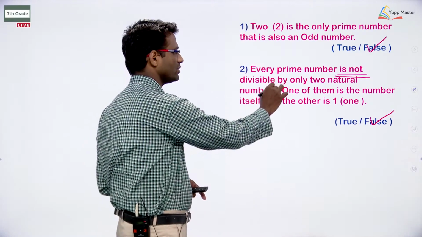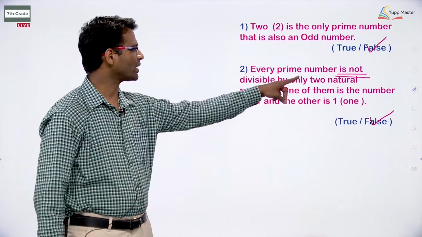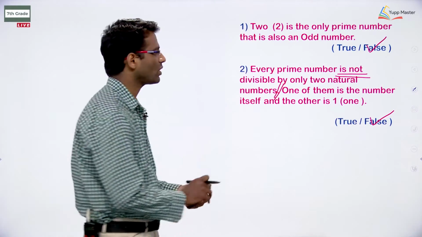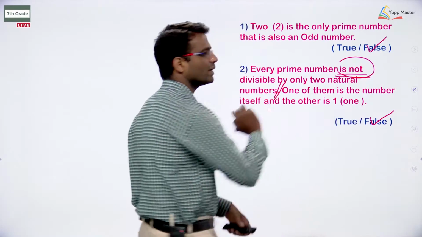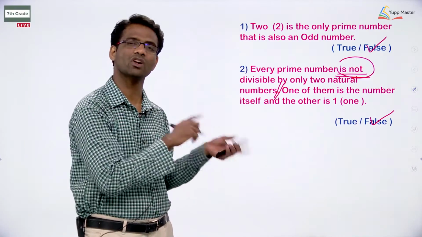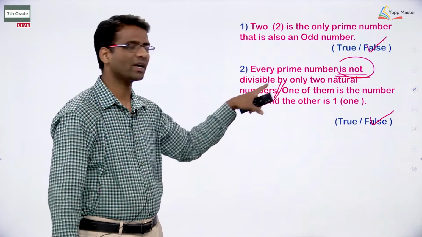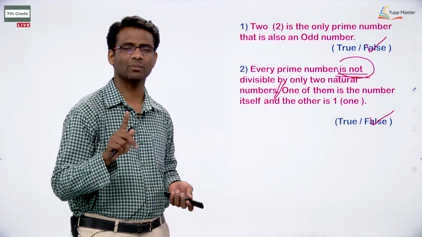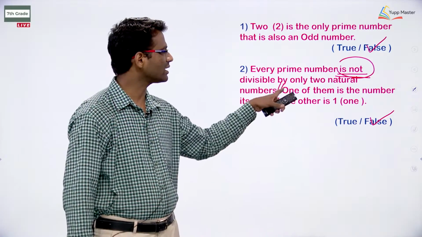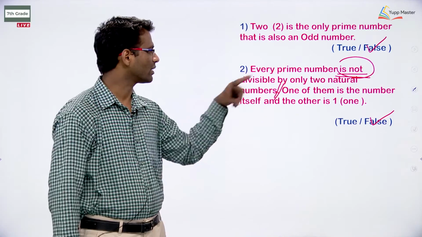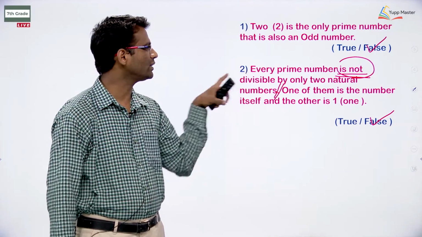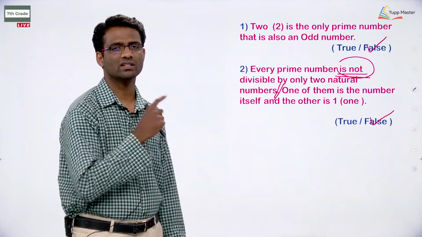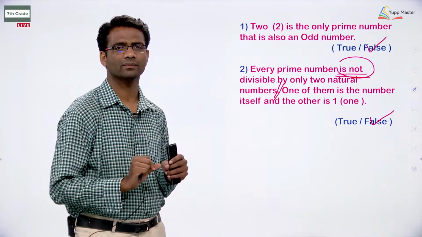See, I am telling you the difference here. Every prime number is not divisible by only two natural numbers. If "not" was removed from here, then the whole statement would have been true. A prime number is a number which is divisible by only two natural numbers, which are 1 and itself. Here he is telling one of them is the number itself and the other is 1. If "not" was removed, the statement would have been true. This type of technical question will be asked to confuse you.